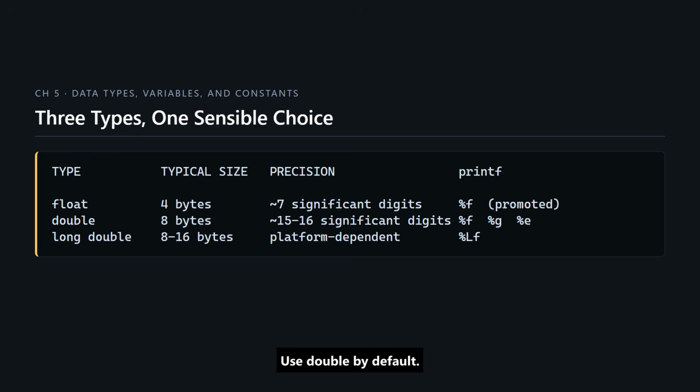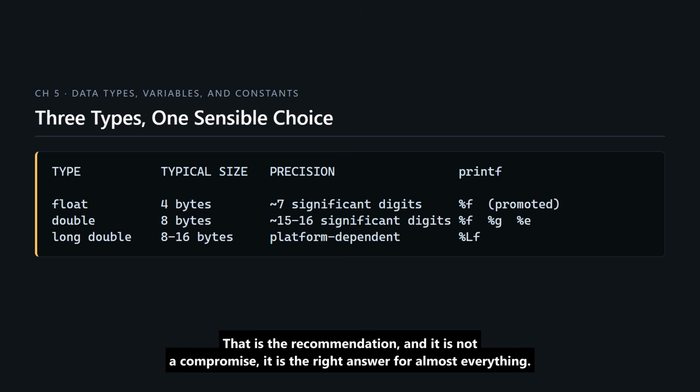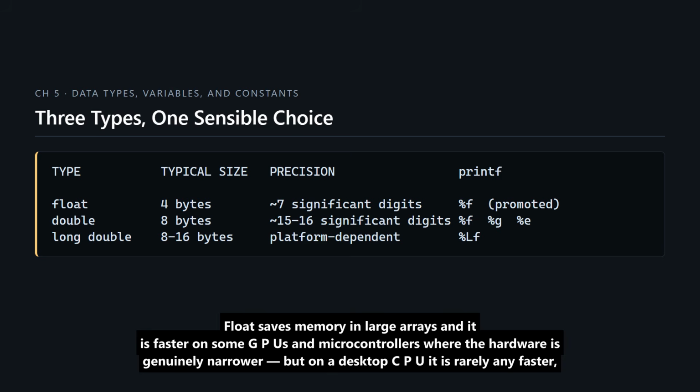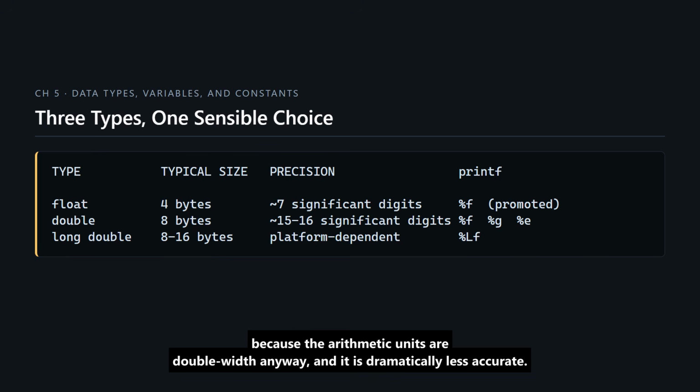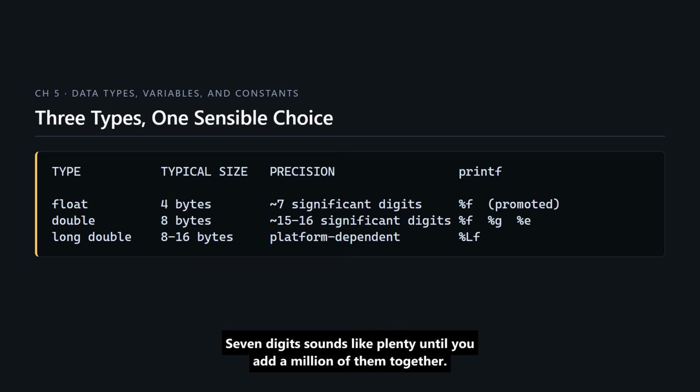Use double by default. That is the recommendation, and it is not a compromise. It is the right answer for almost everything. Float saves memory in large arrays, and it is faster on some GPUs and microcontrollers where the hardware is genuinely narrower, but on a desktop CPU it is rarely any faster, because the arithmetic units are double width anyway, and it is dramatically less accurate. 7 digits sounds like plenty until you add a million of them together.